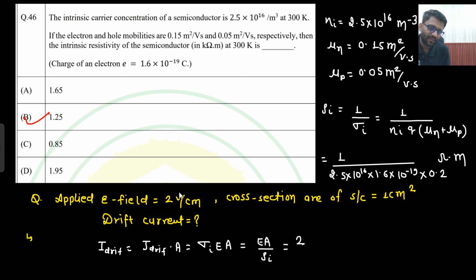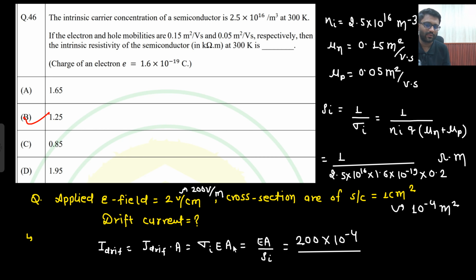So 2 volt per centimeter could be written as 200 volt per meter, because centi is 10 to the power minus 2. If it goes upward, it becomes 10 to the power plus 2. So 200 volt per meter, and the area could be written as 10 to the power minus 4 meter square, because centi is 10 to the power minus 2. So 200 into area 10 to the power minus 4 divided by rho I value, because sigma is equal to 1 by rho I. So E into A by rho I. What is the value of rho I? We are getting 1.25 into 10 to the power 3. So what is the answer you will be getting? 200 divided by 1.25 into 10 to the power minus 7.